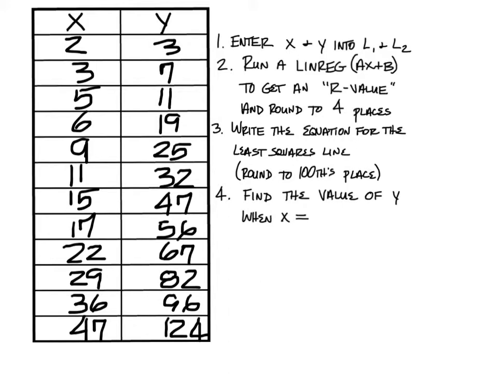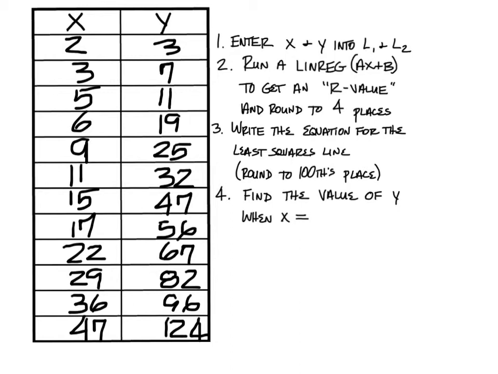You have to run a linear regression AX plus B to get an R value and round up to 4 places. So hit second mode, and that will quit you out of the list area. Second mode. Make sure your diagnostic is on. What do I have to hit to get to the catalog? Second 0 is right. And what can I press so that I can skip down to the D's? What button can I press to get down to the D's? X to the negative 1, yeah.